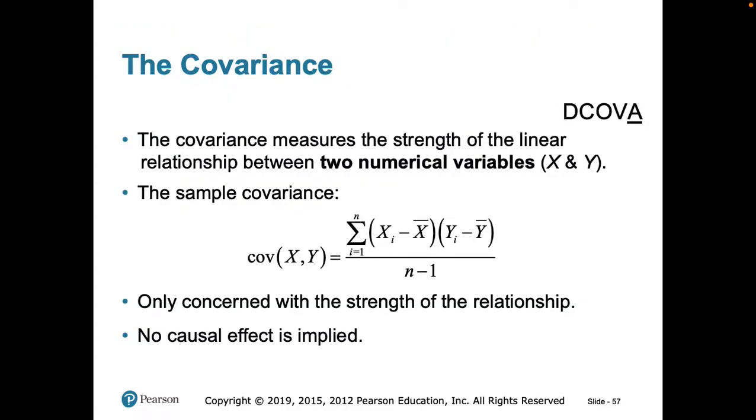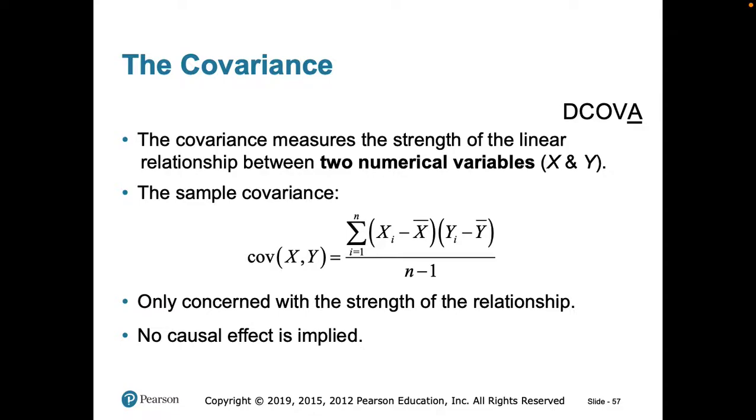What is the covariance? Basically, the covariance is just measuring how related one value is to the other, so how strong a linear relationship is between two numerical variables. In this case, let's talk about x and y. So you have your sample covariance, the covariance of x and y, and that is going to equal the sum of x minus x bar, which is the mean, times y minus y bar, which is the mean of y, divided by n minus 1.